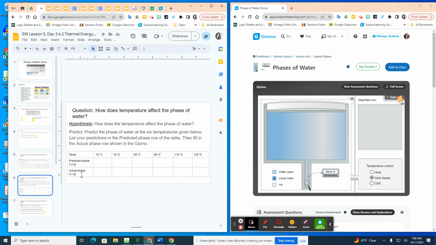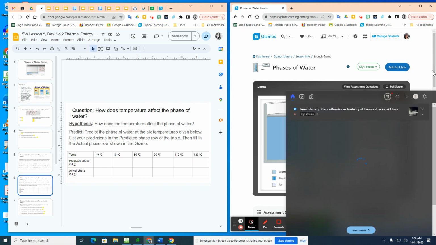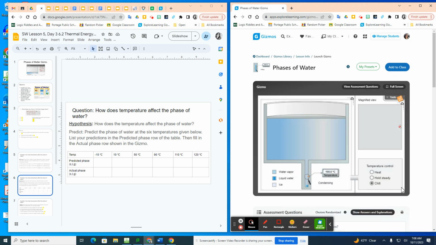All right, so let's look at the actual phase. I've got to get this down to negative 10. I'm going to hold my magnifying glass right there. Uh-oh. News report wanted to just pop up. There we go. Getting there.